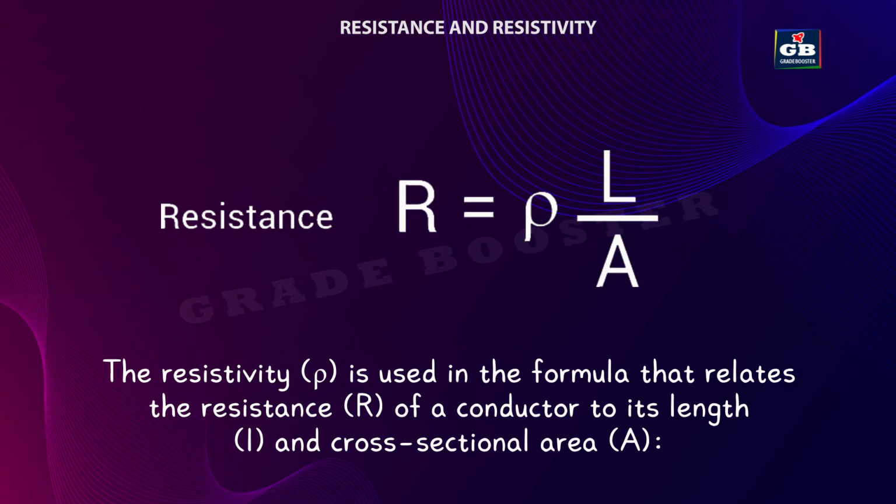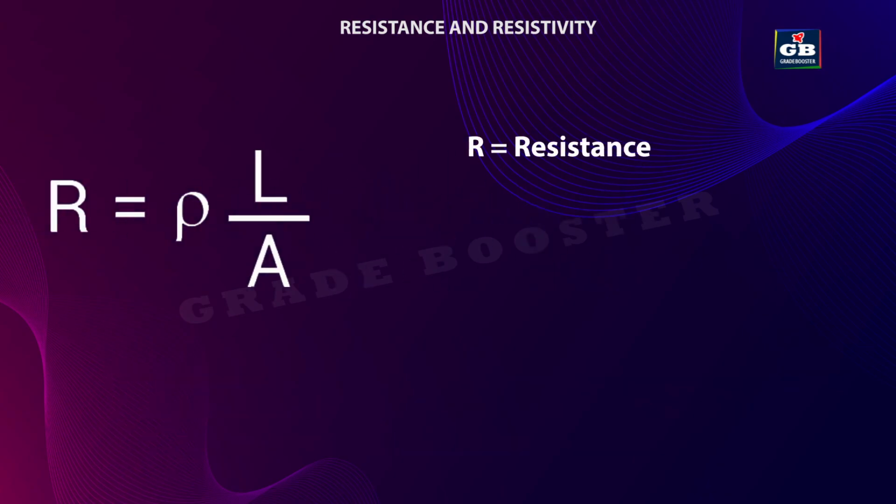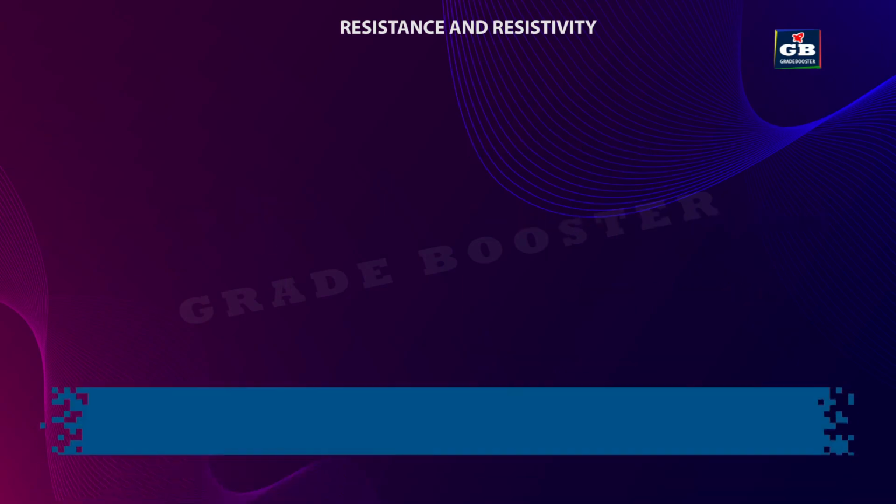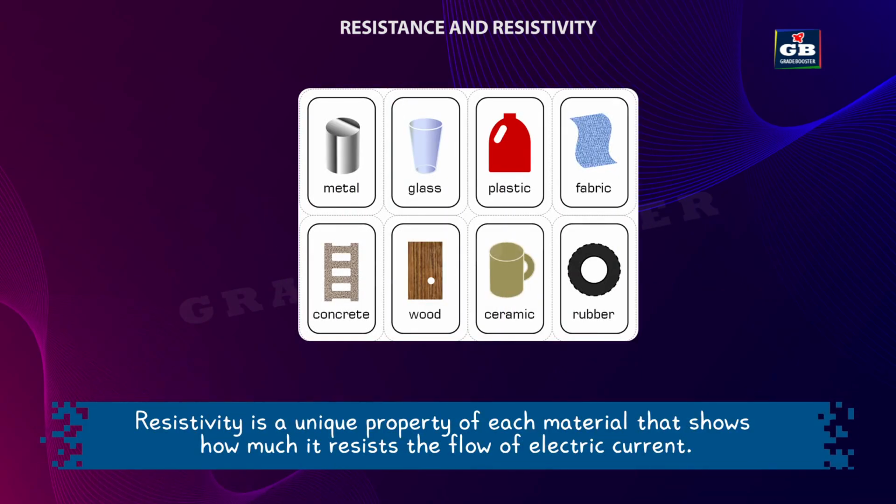In this formula, R is the resistance, L is the length of the conductor, A is the cross-sectional area, and ρ, resistivity, shows how much the material itself opposes the flow of current. The SI unit of resistivity is ohm meter. Resistivity is a unique property of each material that shows how much it resists the flow of electric current.